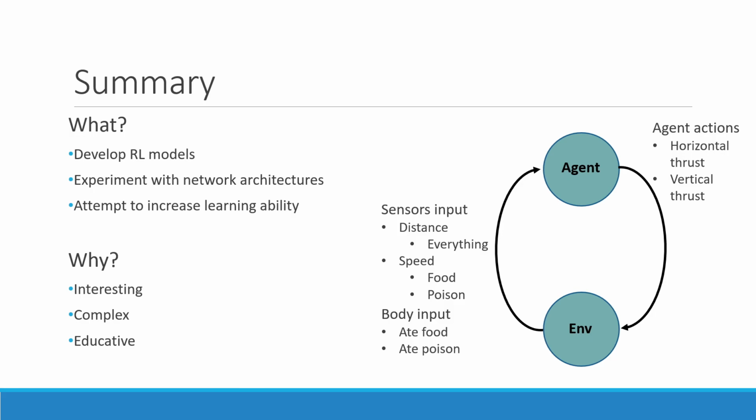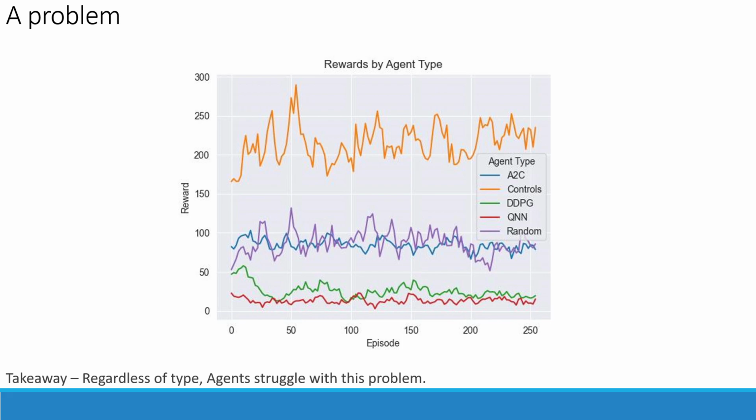Now, as I was developing this project, I came across a pretty big problem. Here you can see several different agents with several different architectures that I've developed. We have Advantage Actor Critic in blue, we have DDPG in green, and a Q-learning neural network in red. I also have a purple, which is random, and an orange, which is a controls algorithm that I developed. As you can see, all of them do worse than the controls, and most of them do worse than the random. This is problematic because it means the agents aren't any better than developing just a simple algorithm in order to accomplish this goal. So in an attempt to better the learning of the agents, I came up with a couple of experiments.